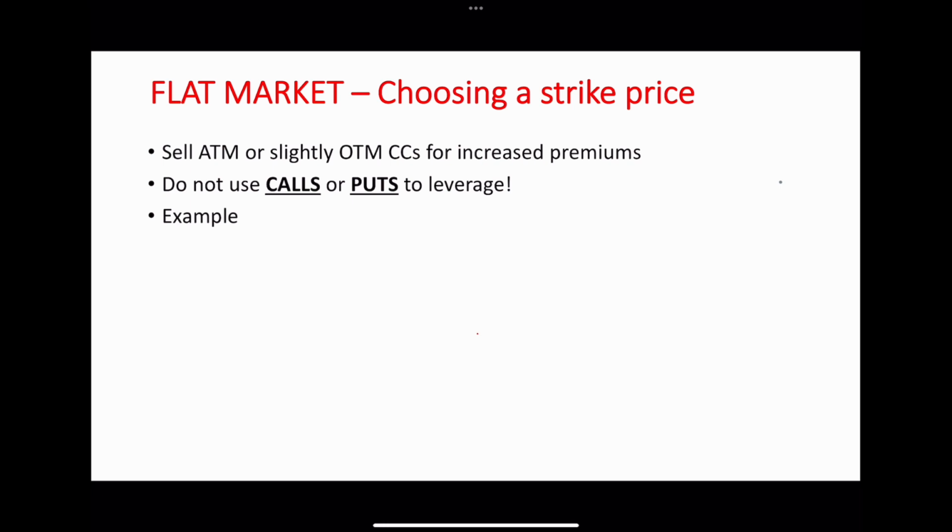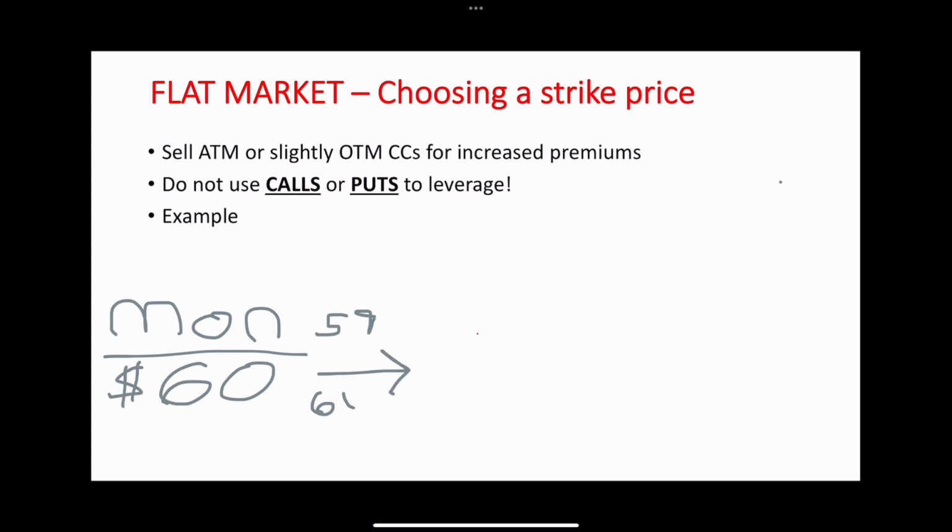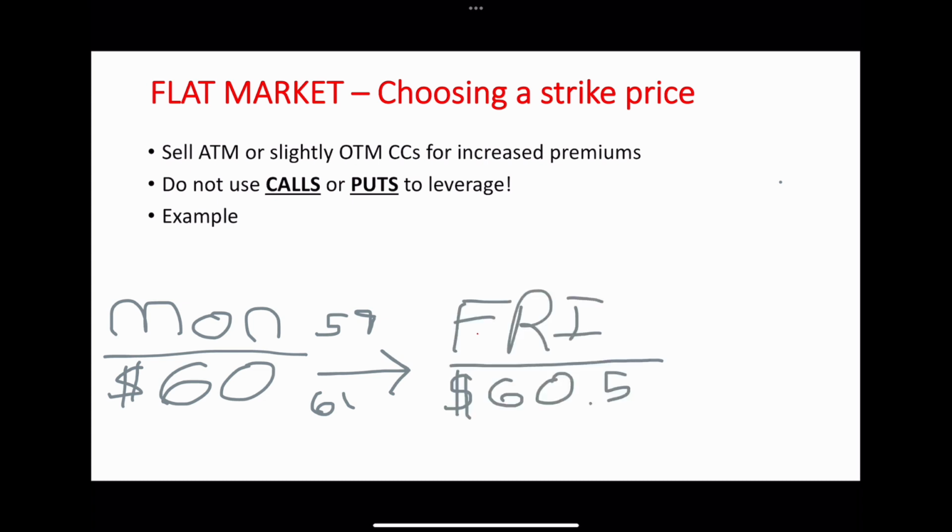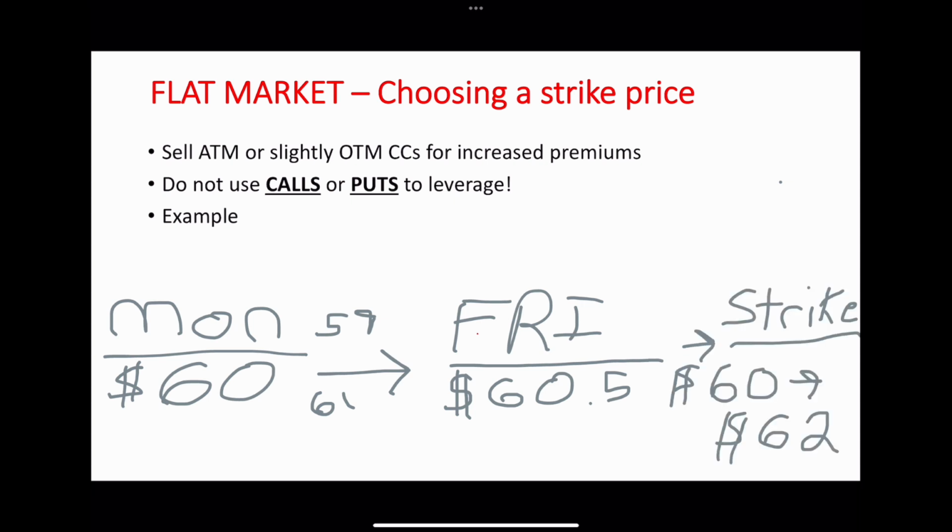An example of a flat market kind of strike price or movement would be on Monday. Let's say the share of your stock is $60. During the week, the shares move $59 to $61. And then by Friday, it ends at $60.50. So here I would choose a strike between 60 to 62 on Monday, knowing that the cost of the shares may trade flat during the week and I get the most premium.